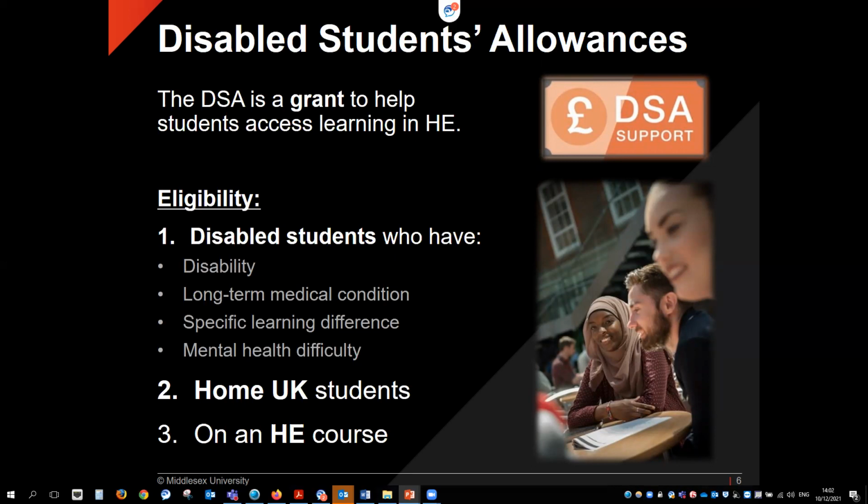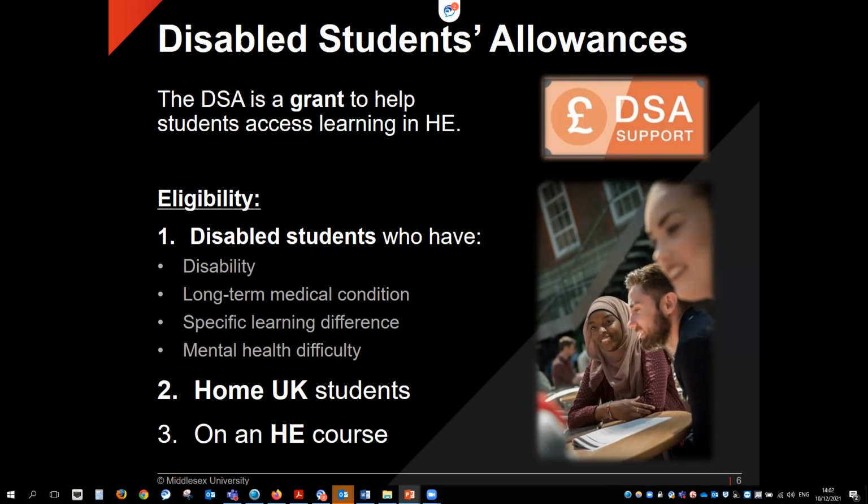So unfortunately for European students and for students who are from other countries, classed as international students, this support is not available, but these students can still access support through the university that we've covered on the previous slide. And of course, the student needs to be on a higher education course.